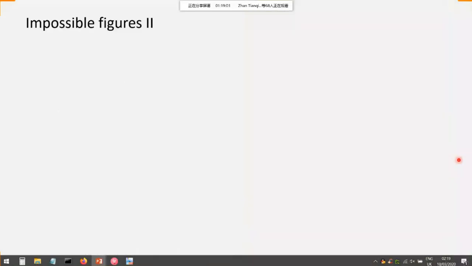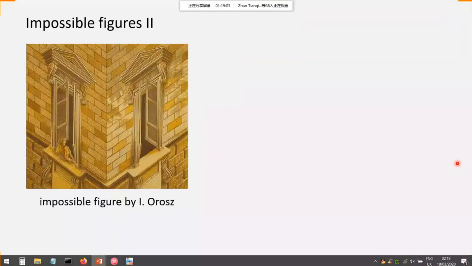There are many nice examples of impossible figures. This one is a newer one. When you look at that, you see it's quite strange. You don't know if you look upwards or downwards. If you look downwards, this edge here is nearer to you than the windows. But if you look upwards, this edge is farther away than the windows from you.